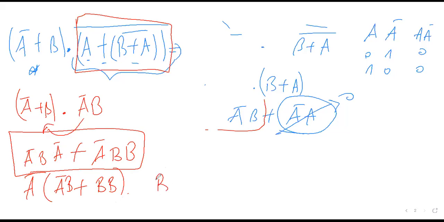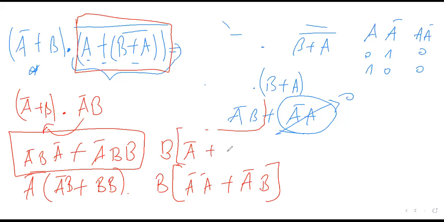If I put a B, we have A bar plus A bar B. This can be simplified. What is A bar? A bar. Can we simplify it? Yes, it's A bar. Thank you. So it's B A bar plus A bar B. Did you simplify anything here? I don't think so. Another way of simplifying.